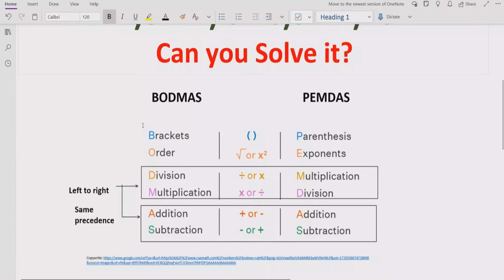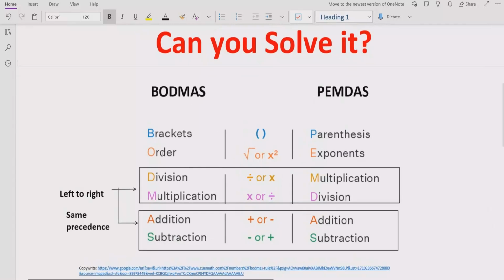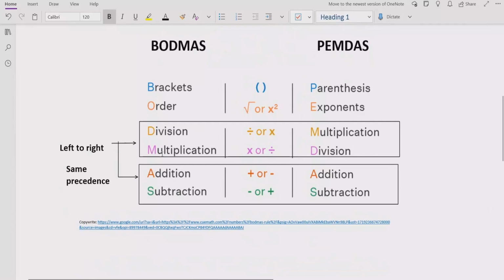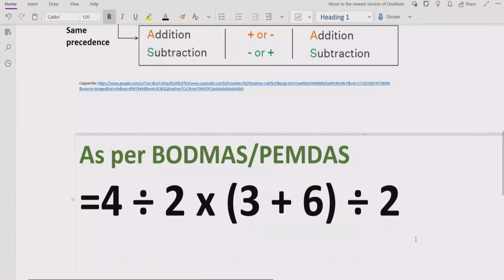Step number 3, you have to solve the division and multiplication. So what you have to do, you have to follow the same step for both. You have to go left to right in your expression and find out division and multiplication. Both have similar precedence, so you can solve any of them which is coming first. Similarly, for addition and subtraction, we have the same rule. We can solve addition first if it is coming first, and we can solve subtraction first if it is coming first. Now move forward to solve the given expression.